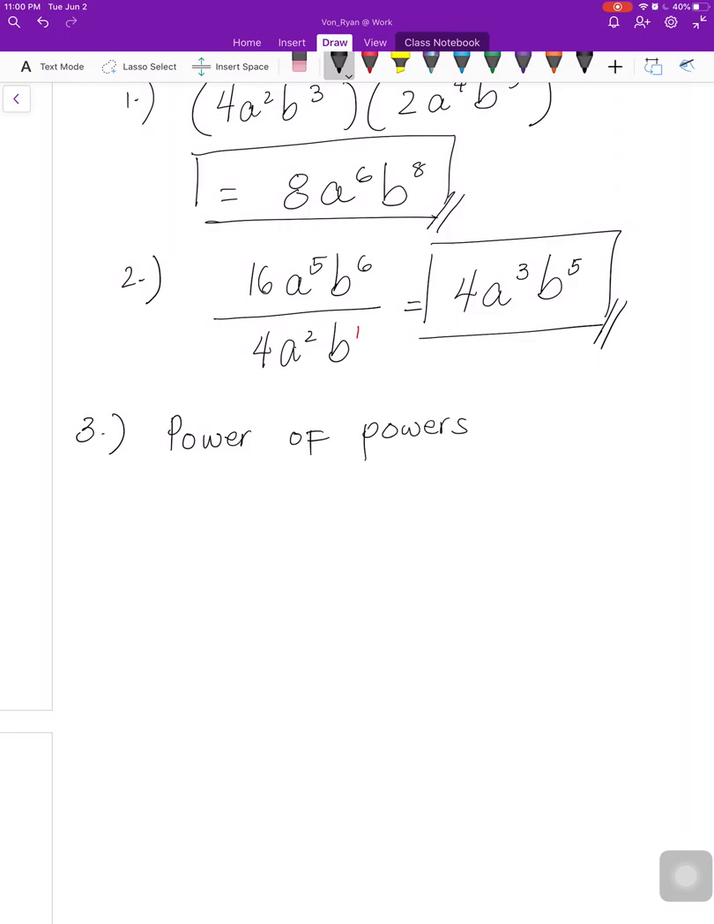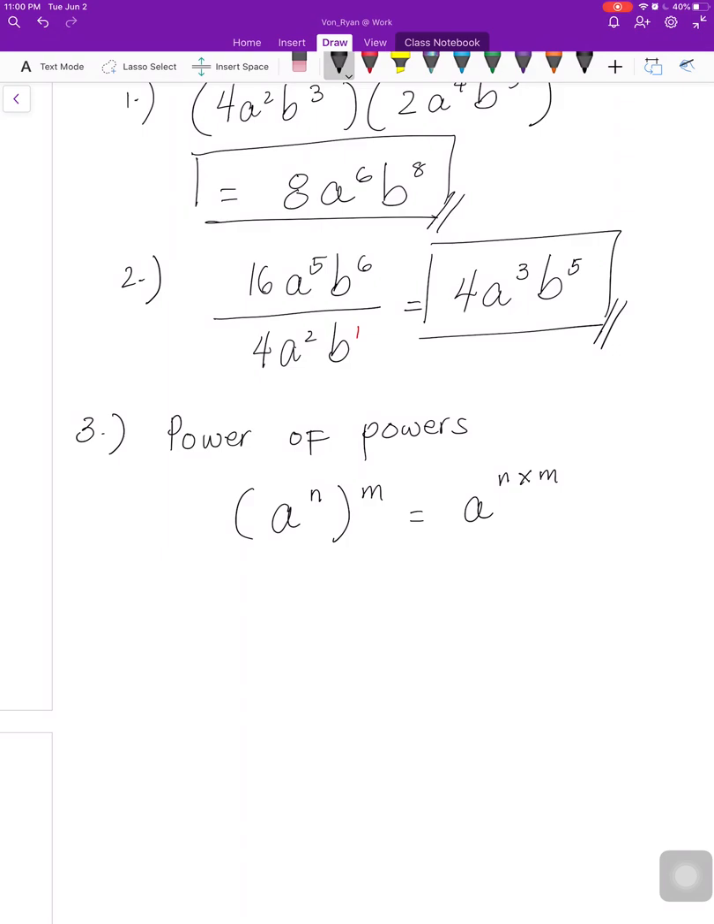So this is when we have a raised to n raised to m. This is not the same as a raised to n times a raised to m. This is a raised to n times, a raised to n raised to m, and the answer to this is a raised to n times m. So you multiply the indices this time.